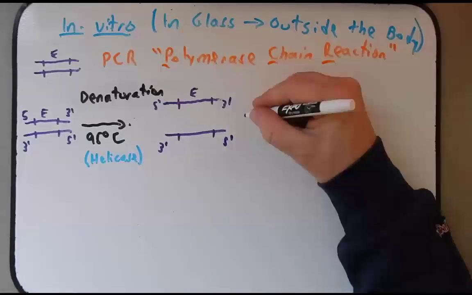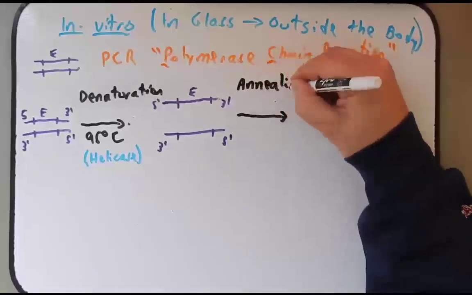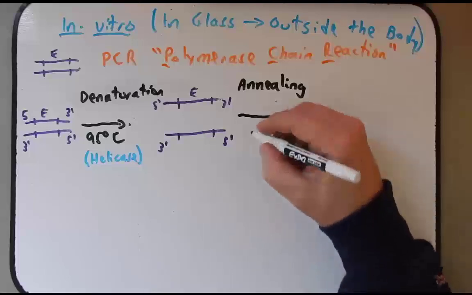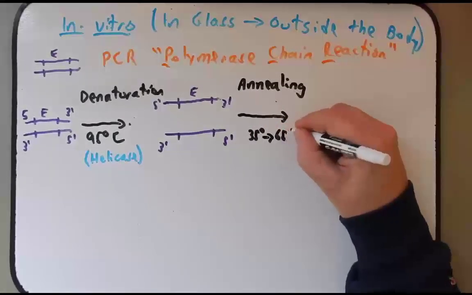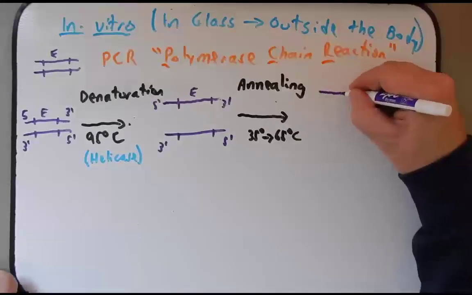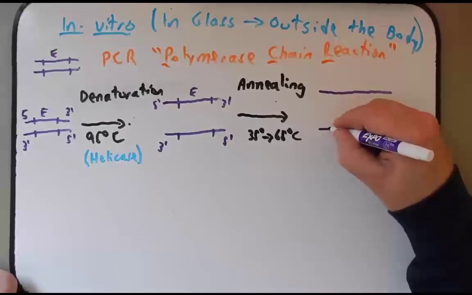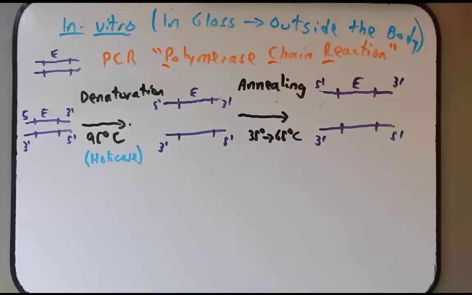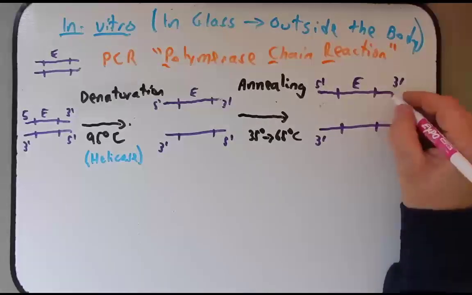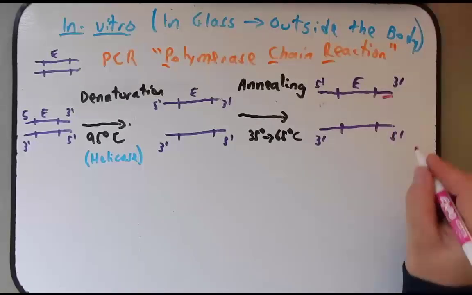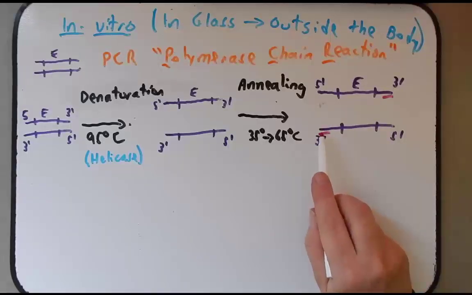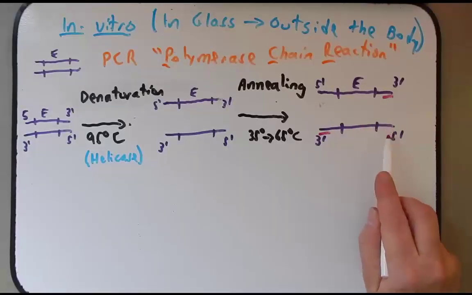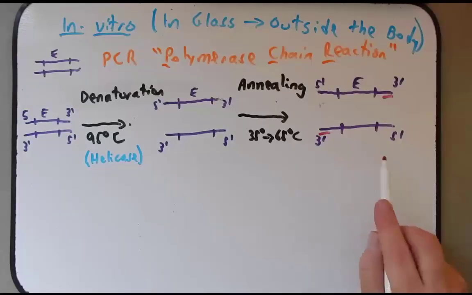Alright, so this next step is called annealing. And the temperature that annealing happens varies, really anywhere from 35 degrees to 65 degrees Celsius. And so annealing is when primers that we design anneal to the DNA. And it's going to follow the same rules that we had for replication. The primers are going to bind to the 3' end, because remember, DNA, when it's replicated, is read 3' to 5', and the new DNA that is made is laid down 5' to 3'.